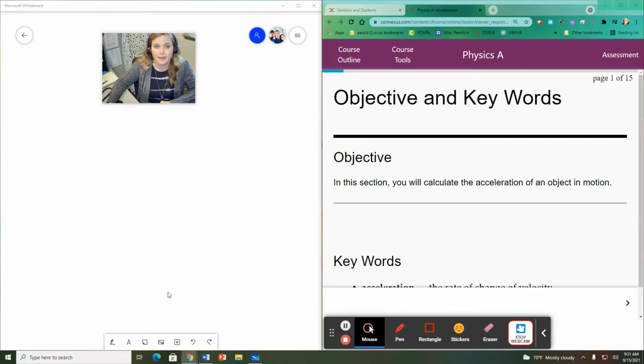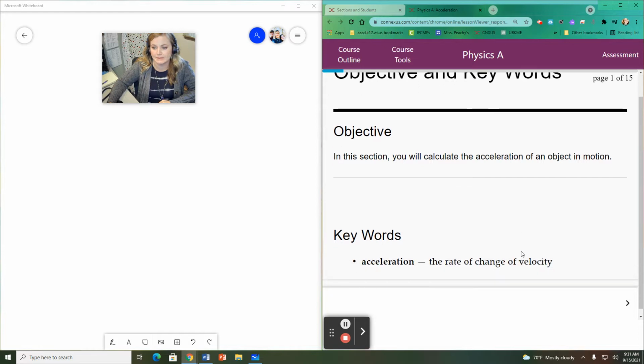This is Miss Peachy, and today we are going to be looking at acceleration in your next lesson here. As I promised you before, I'd be doing a little lesson anytime there is some math involved, and so there is some math involved in this lesson, albeit they are keeping it fairly simple.